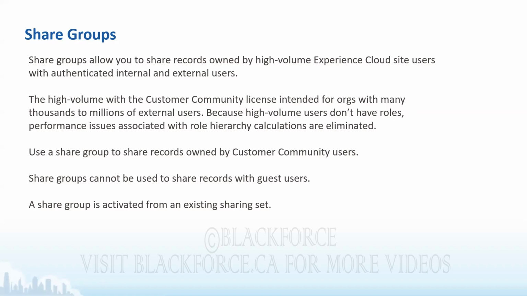Okay, so the high volume with the customer community license is intended for orgs with many thousands to millions of external users. Because high volume users don't have roles, performance issues associated with role hierarchy calculations are eliminated. Use a share group to share records owned by customer community users. Share groups cannot be used to share records with guest users. A share group is activated from an existing sharing set. All right, so let's go to the org.